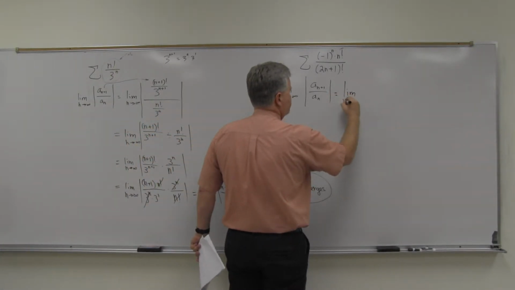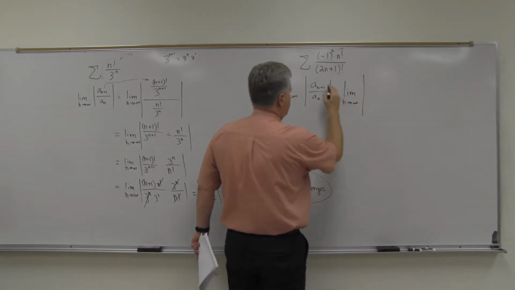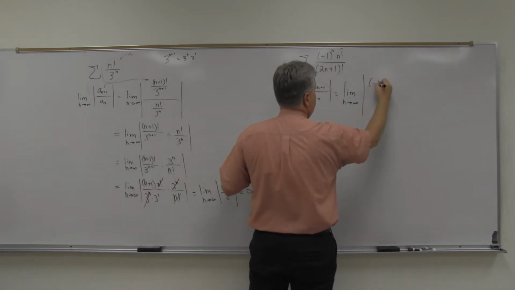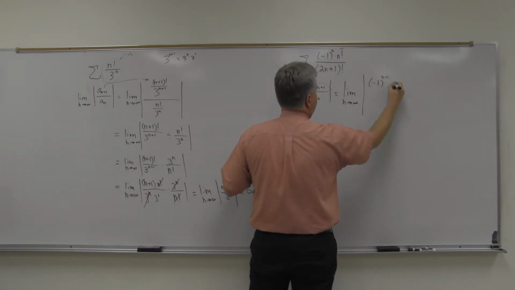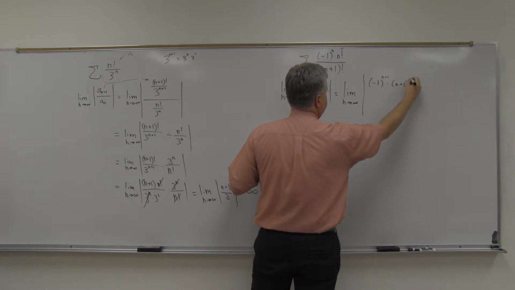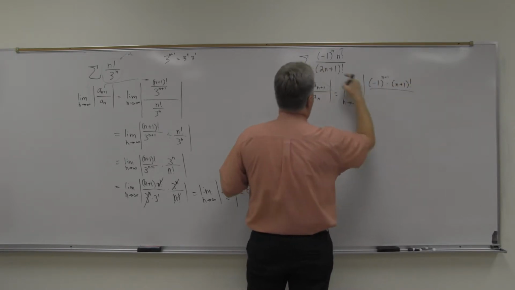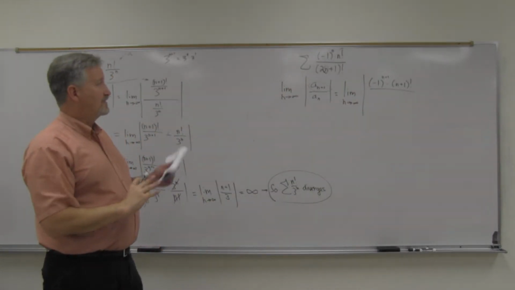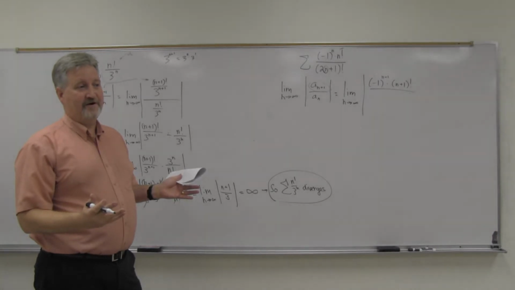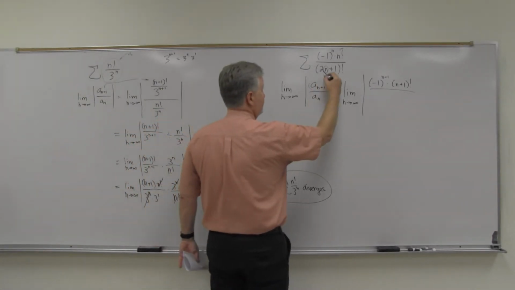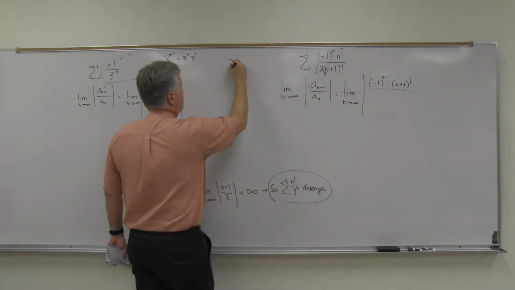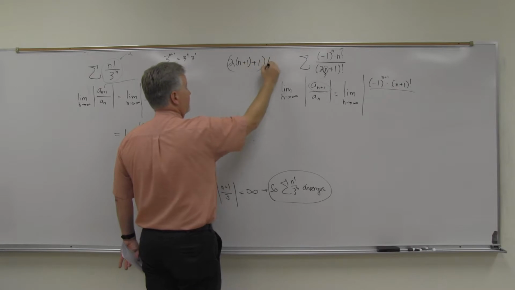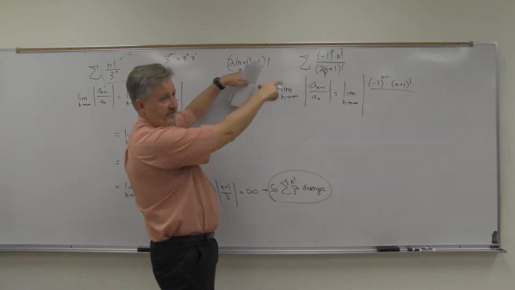So we've got the limit as n goes to infinity. All right, so the n plus 1 term: negative 1 to the n plus 1 times n plus 1 factorial, divided by, now here's where I've got to be careful. We've got 2n plus 1 factorial to start with. So if I plug in an n plus 1 there, I have 2(n+1) plus 1 factorial, don't I?